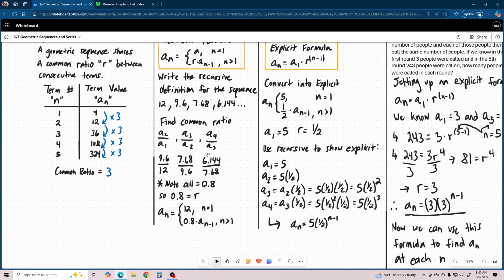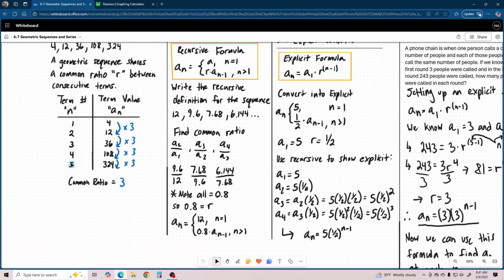Like, let's go back here. If I want to know the fifth term, what I'm going to do is take my initial a sub 1. I'm going to take 4. Well, I know the common ratio is 3, and I know I did this 4 times to get to 5. So I'm going to do 4 times 3 to the 4th power. I need to do 3 times 3 times 3 times 3, and then multiply that number times 4.